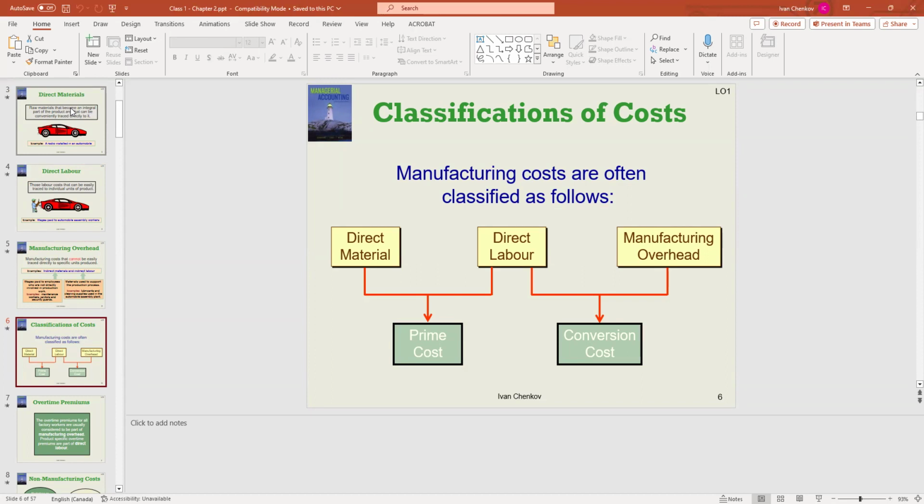Now, direct labor and manufacturing overhead are the ones that convert the raw material into the product. If we don't have direct labor and we don't have that additional indirect cost, we won't be able to convert the raw material into the product. For that reason, direct labor and manufacturing overhead are called conversion cost, because they convert the raw material into a product.